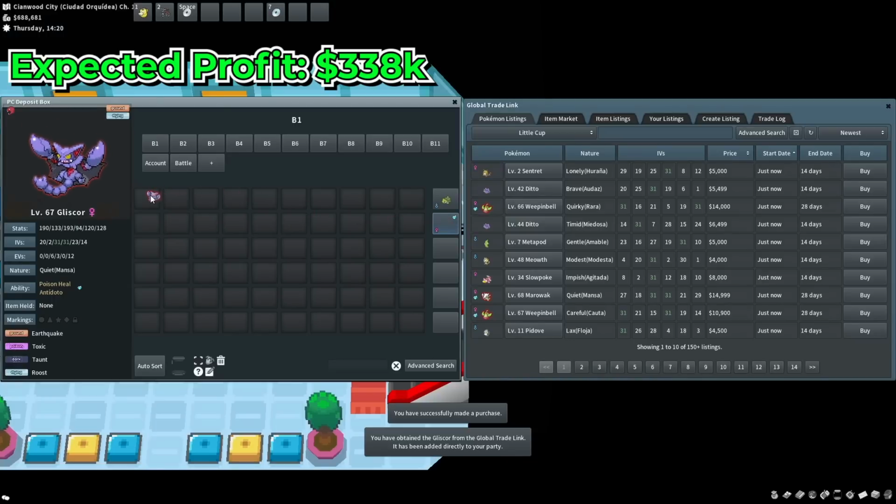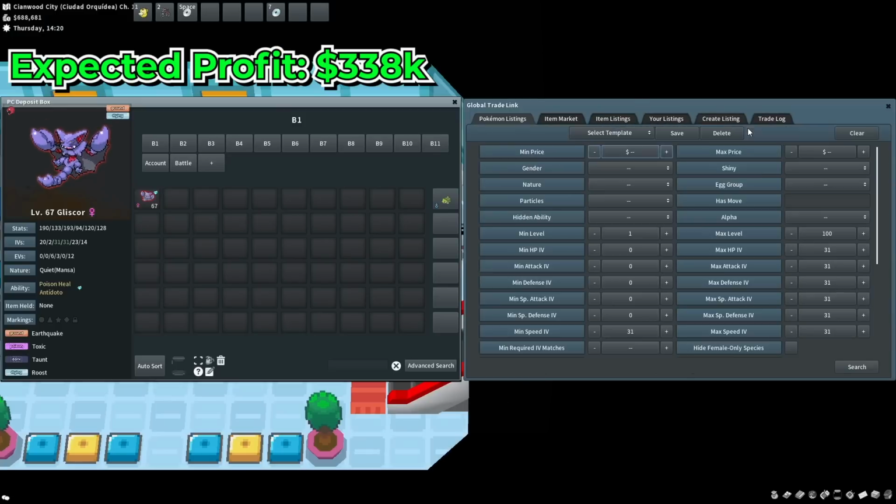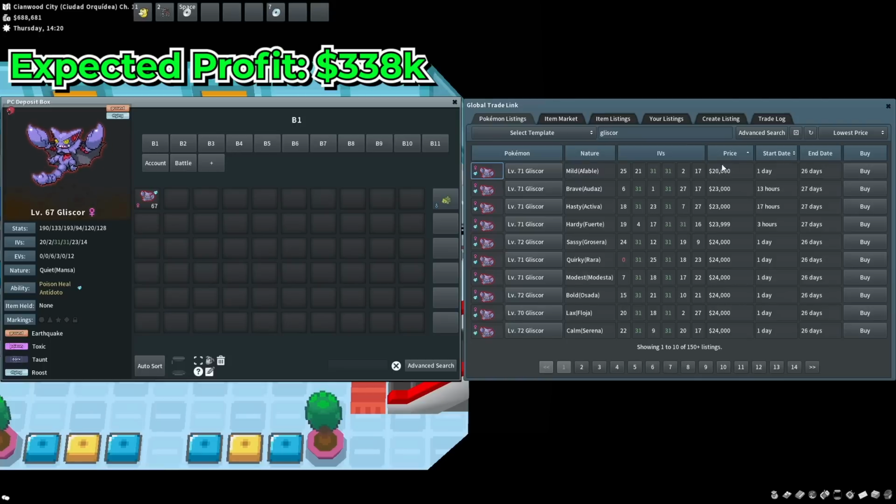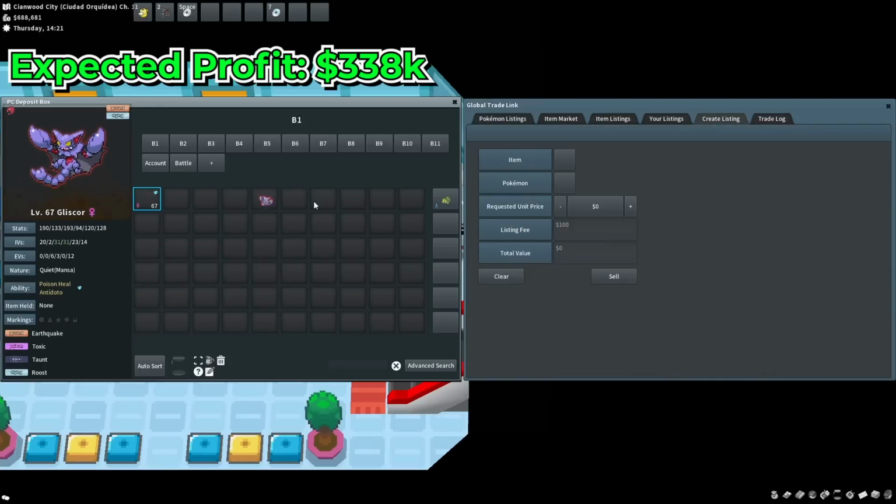Now this is an Alpha Gliscor for 10k, and its base price simply by being Alpha is higher than that. So as we can see it goes for 20, so we'll be pricing ours at 20.